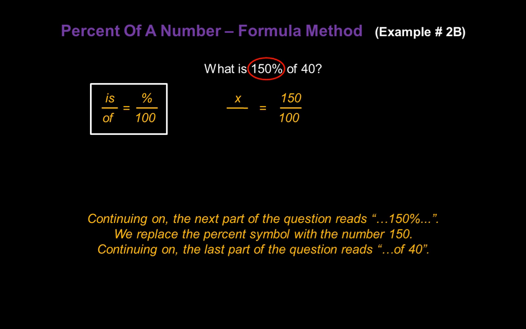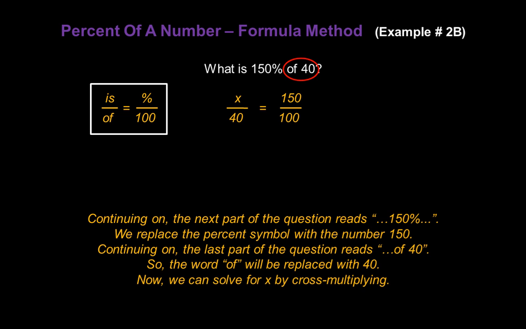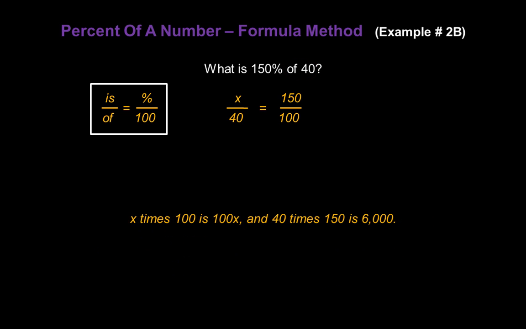Continuing on, the last part of the question reads of 40. So the word of is going to be replaced with the number 40. Now our proportion is totally set up. We can solve for x by cross-multiplying. X times 100 is 100x, and 40 times 150 is 6,000.